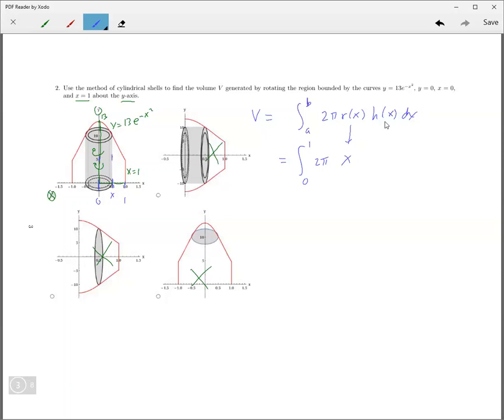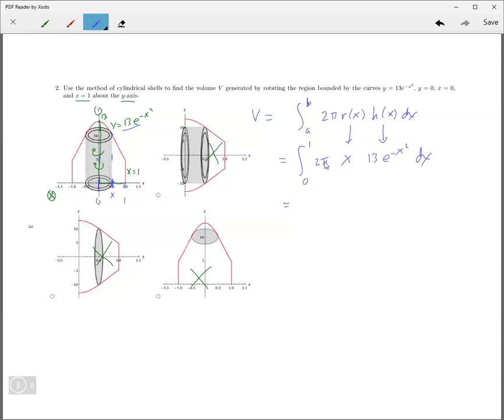And like I said, it's not always going to be x, but in this case it is. And in a lot of cases it is. Okay, then h of x is going to be this height right here, from the ground, from the x-axis all the way up to there, and that's 13 e to the negative x squared, like that.